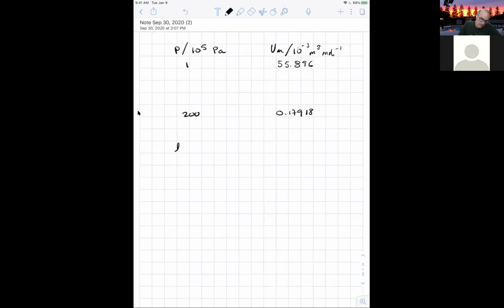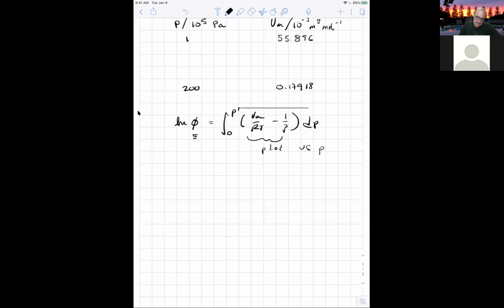But the equation here is we're looking for the fugacity coefficient, this thing, the phi. And so the equation is the integral from 0 to p prime of Vm over RT minus 1 over p dp. So this is what we want to plot. This is some function of p dp, so we want to plot that. And this is going to be our function f of p.